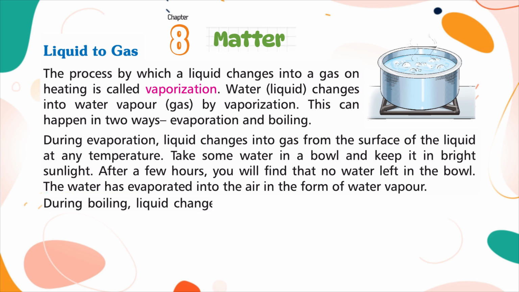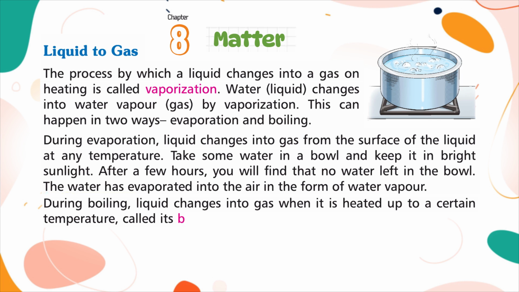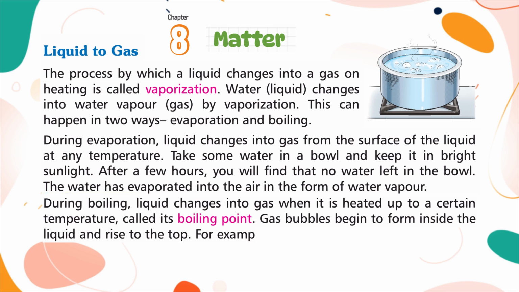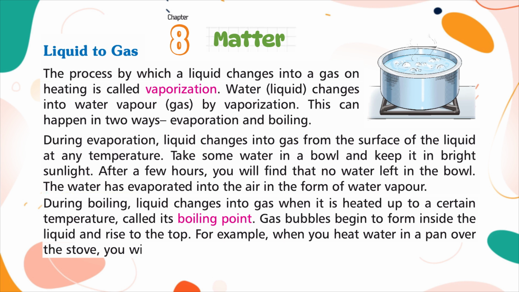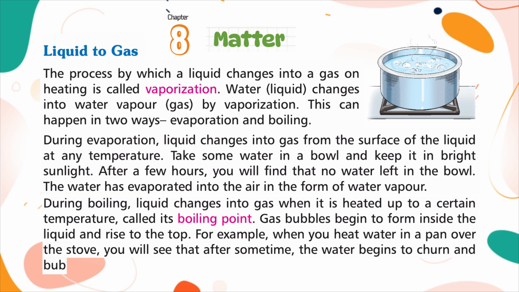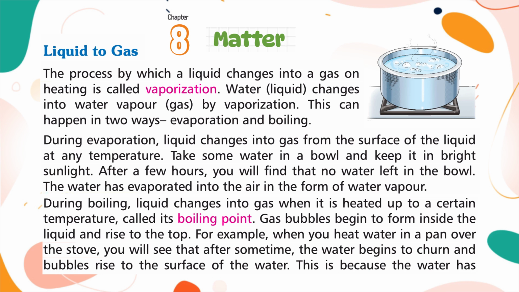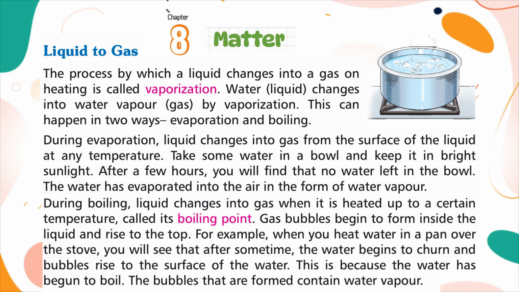During boiling, liquid changes into gas when it is heated up to a certain temperature called its boiling point. Gas bubbles begin to form inside the liquid and rise to the top. For example, when you heat water in a pan over the stove, you will see that after some time, the water begins to churn and bubbles rise to the surface of the water. This is because the water has begun to boil. The bubbles that are formed contain water vapor.